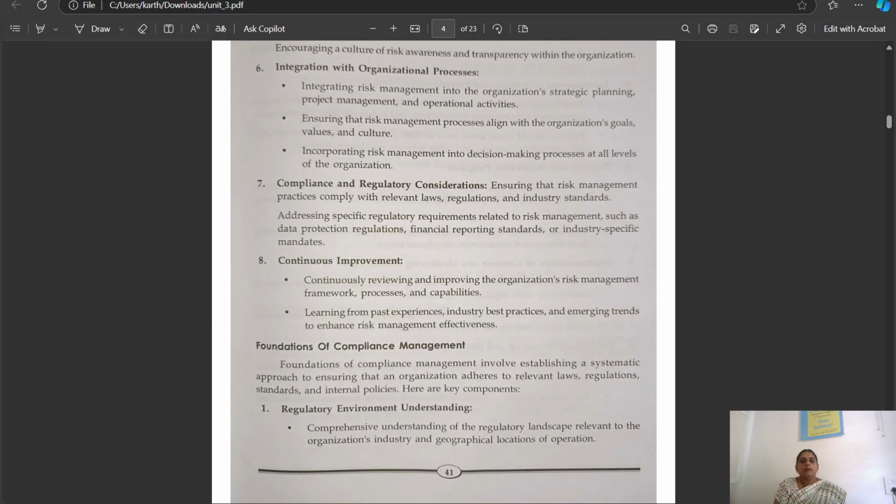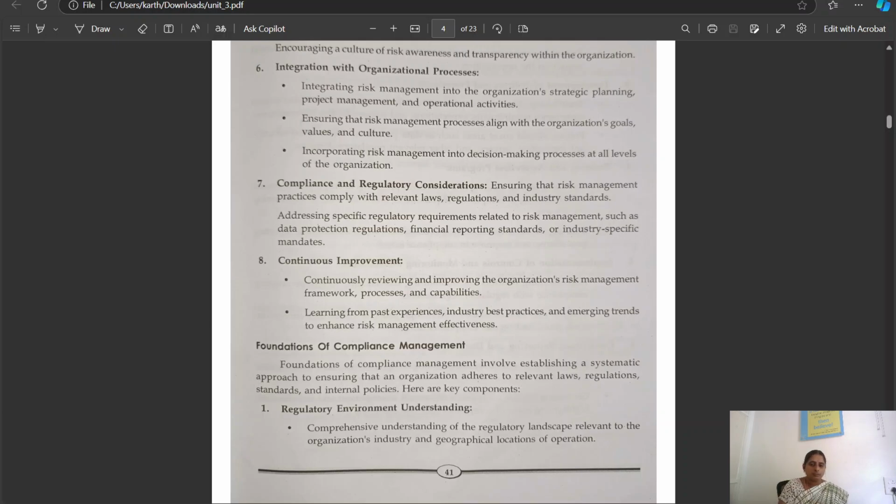And the next one, compliance and regulatory considerations. Ensuring that risk management practices comply with the relevant laws, regulations, and industry standards. Addressing specific regulatory requirements related to risk management, such as data protection regulations, financial reporting standards, or industry specific standards. And the last one is continuous improvement. We already know that continuous improvement means regularly reviewing and learning from past experiences also.